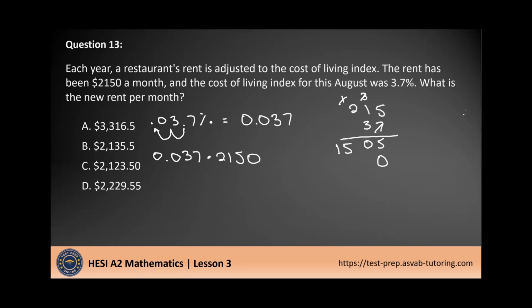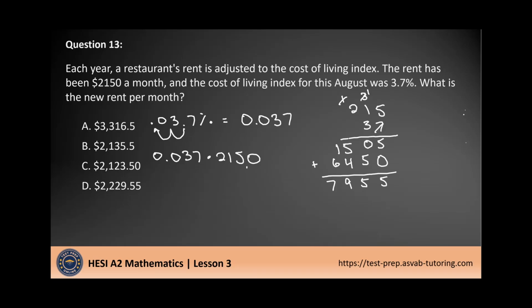Add a 0 down here because now we're multiplying in the tens place. That 3 is in the tens place. 5 times 3 is 15. Carry the 1. 1 times 3 is 3, plus 1 is 4. 2 times 3 is 6. Add: 5 plus 0 is 5. 0 plus 5 is 5. 5 plus 4 is 9. And 1 plus 6 is 7.